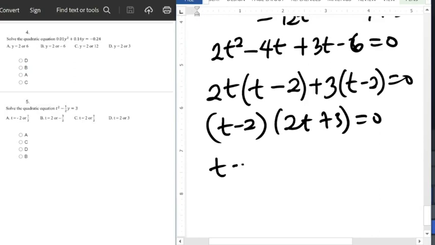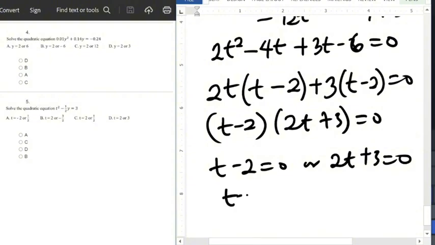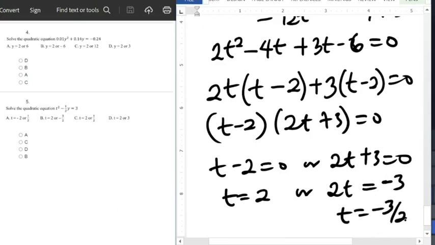So that means t minus 2 equals 0, or 2t plus 3 equals 0. So that is t equals 2, or 2t equals minus 3. Therefore, t equals minus 3 over 2. So we have 2 and minus 3 over 2. That's option B. I hope this is very clear.